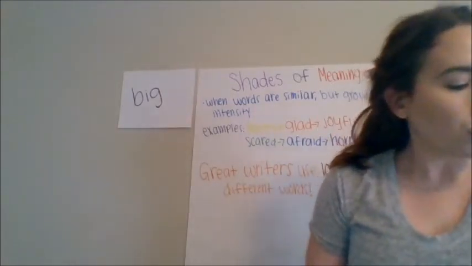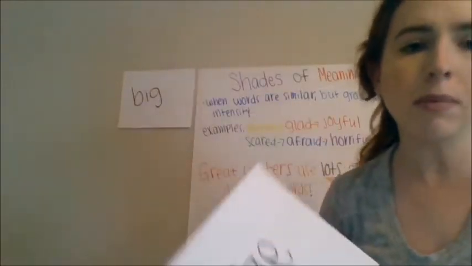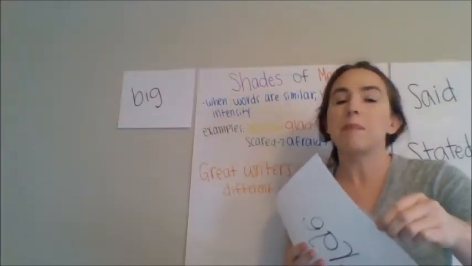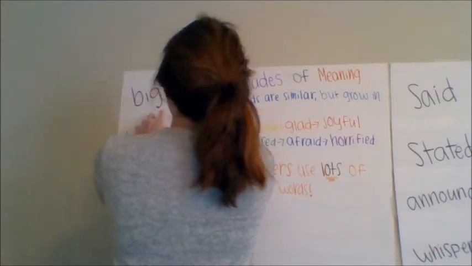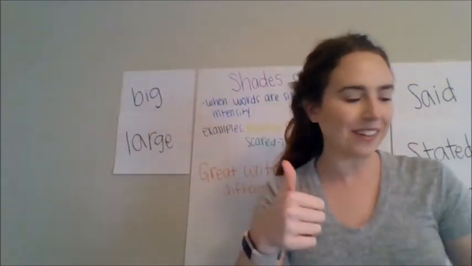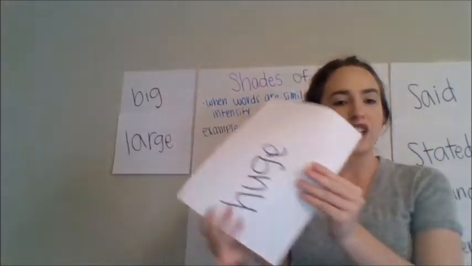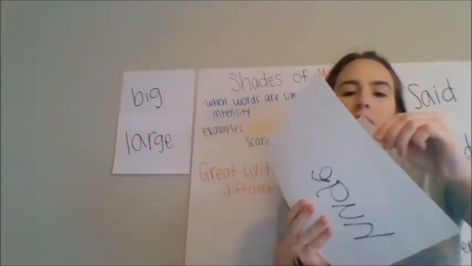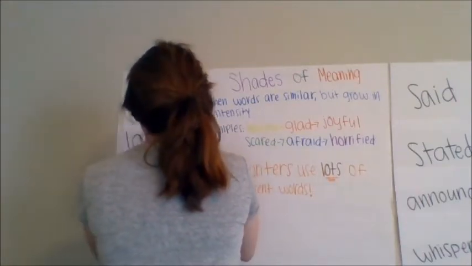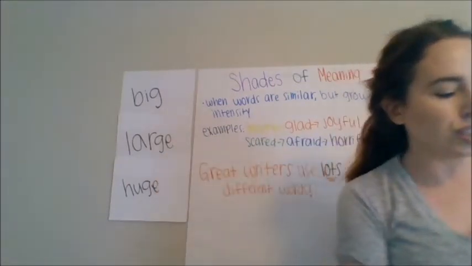The next one would be large, like a large dog. So it's a little bit more intense of a word than big, but still not that intense. Okay? I hope everyone's doing good so far, getting these correct. All right, next is the word huge. This is the third one. So it's becoming a little bit more intense as we go down, but still not the most intense word. So we have big, large, huge.